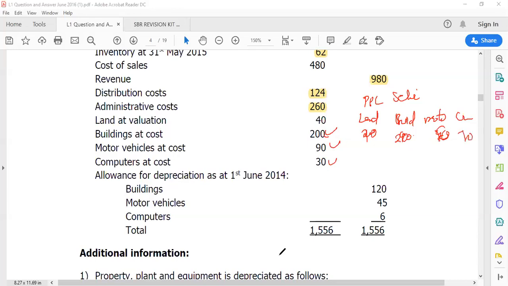Okay, let's just go to the workings and then work them out from there. Let's make the format before we mess up the question paper. Okay, so working number 1, PPE. Call it working number 1. Say the PPE schedule.